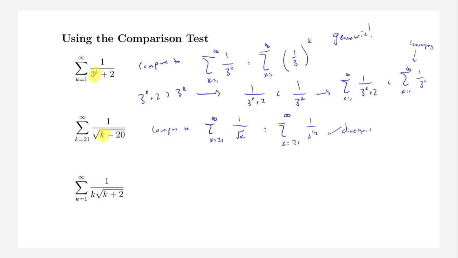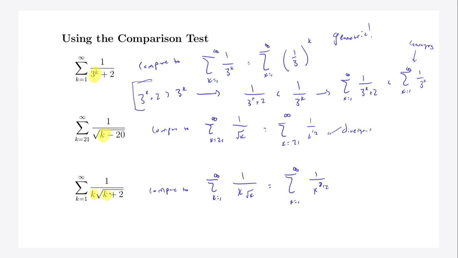So I'll let you string together the inequalities like we did here. But there we go. And this one, notice that what we really care about is just this square root of k and this k. And so we could say, let's compare it to the series from k equals 1 up to infinity of 1 over k times the square root of k. But that is really 1 over k to the 3 halves. And that's a convergent p-series.